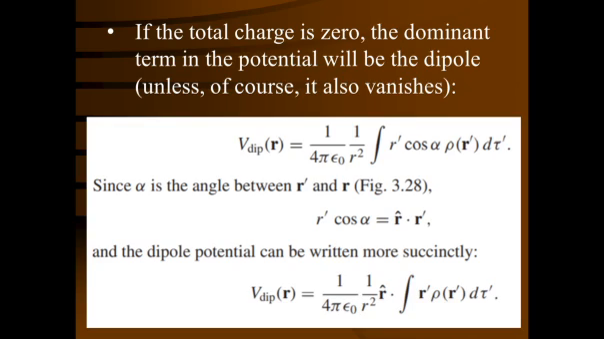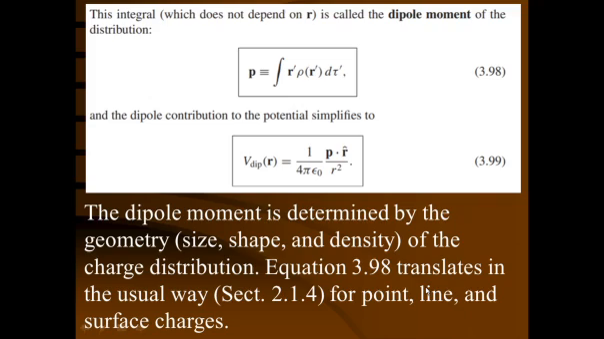That means this integral depends upon the size, shape and density of the charge distribution only, and this integral, which is independent of position vector r, is said to be the dipole moment of the given charge distribution. This integral, which does not depend upon r, is called the dipole moment of this distribution. It can be represented by capital P, which is also a vector. Remember, bold indicates that it is a vector.